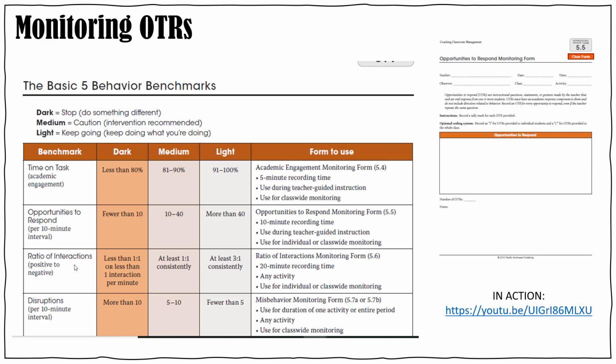You want to look at your ratio of interactions, positive to negative. And this is the part that I'll be talking about more in Module 9. So if you have less than 1-to-1 or less than 1 interaction per minute, then you need to do something different. At least 1-to-1 consistently, you're okay, and at least 3-to-1 consistently. So 3 positive to 1 negative interaction consistently. That's awesome. And this is done in a 20-minute recording time. Any activity, and the form is 5.6 if you guys want to kind of look these up.